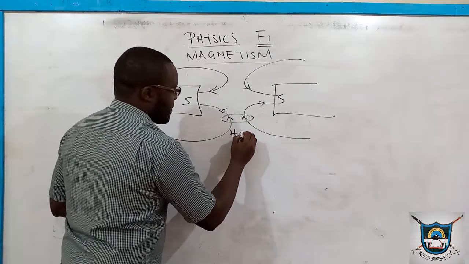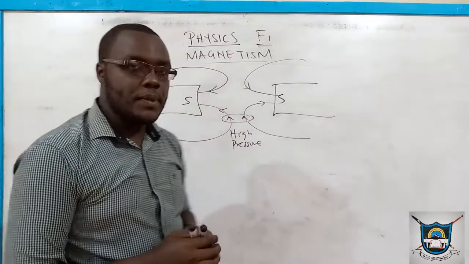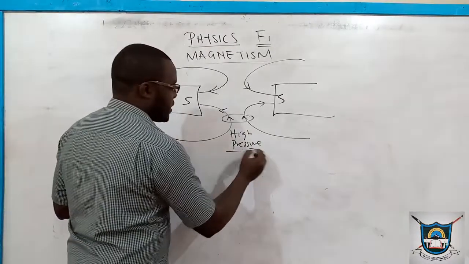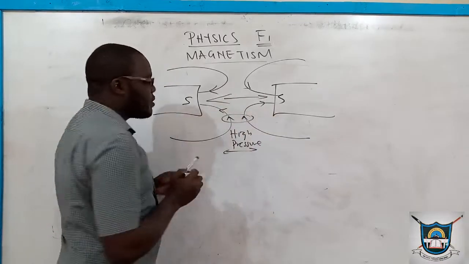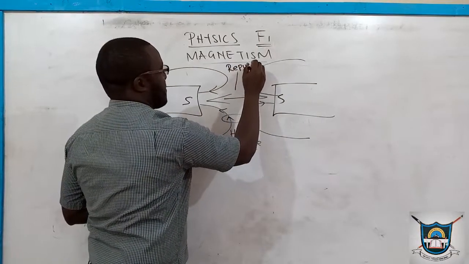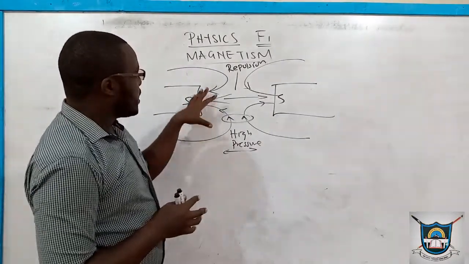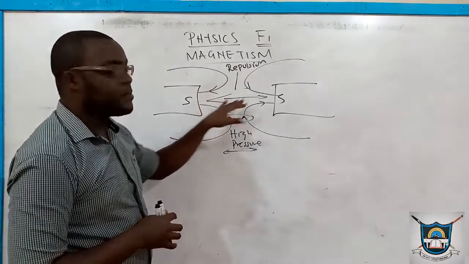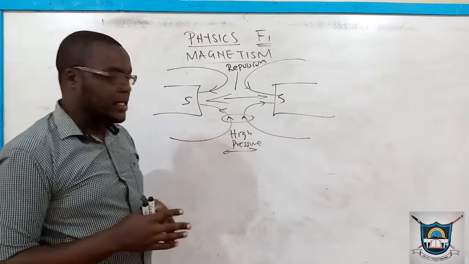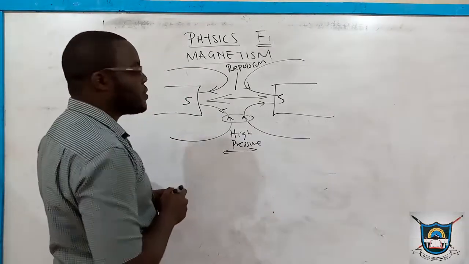A region of high pressure is created, and since the opposite sides of the magnet are regions of low pressure, with time, this high pressure will push the magnets on both sides, creating what we call repulsion. So repulsion comes about when the poles or the magnetic field patterns formed in here create a region of high pressure, pushing away the 2 magnetic bars. We are going to give another example as we wind up.